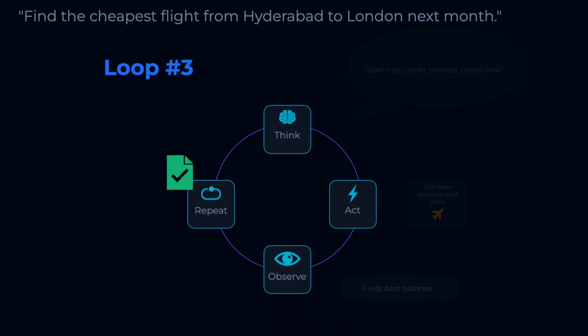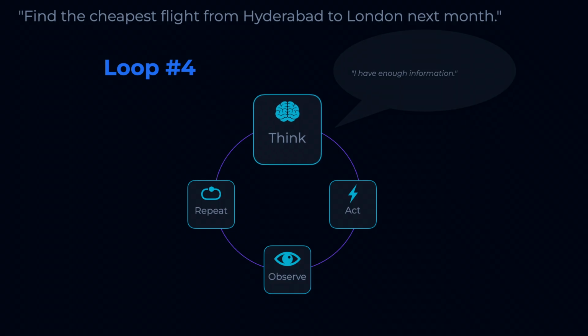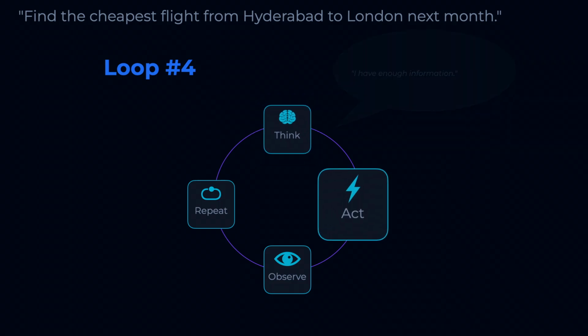Then finally, in loop 4, the agent says, yes, I have enough information. Let me generate the final recommendation. Done. This entire process happened because the agent kept looping until the objective was achieved. This is what the agent loop is doing.